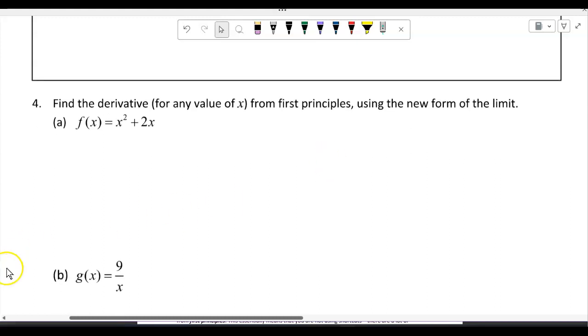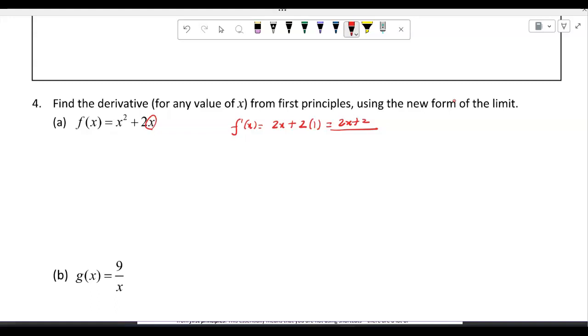If they don't ask you first principle, how will you do this? What is the derivative of x squared? 2x. So 2x plus 2, and what is the derivative of x? x raised to 1, so 1. So my final answer should be 2x plus 2. Even if you use first principle, this should be your final answer.